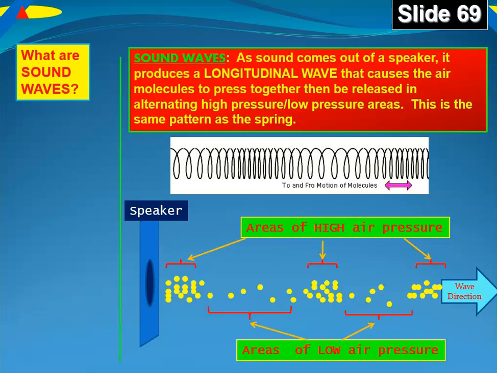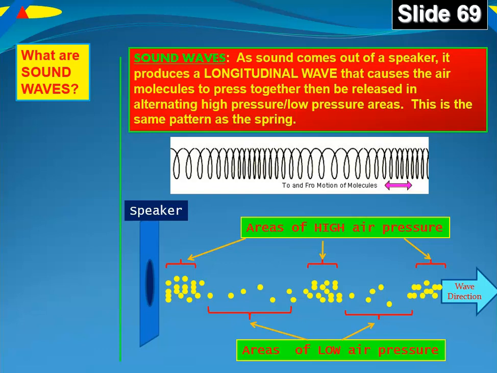So this is just kind of a representation. The areas of high air pressure are where the little dots are clustered tightly together, and the areas of low air pressure are where there's not very many dots. Now, what do you think? Which causes you to hear sound? When it's high air pressure or low air pressure?